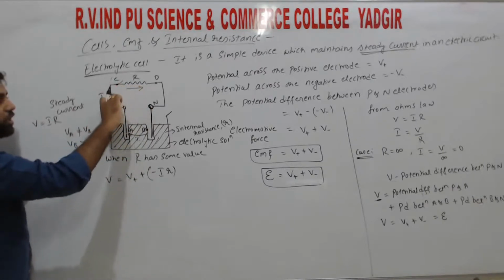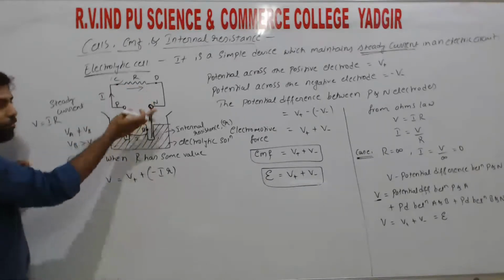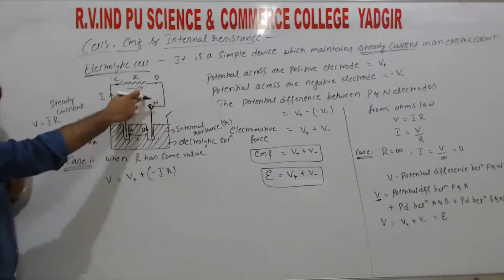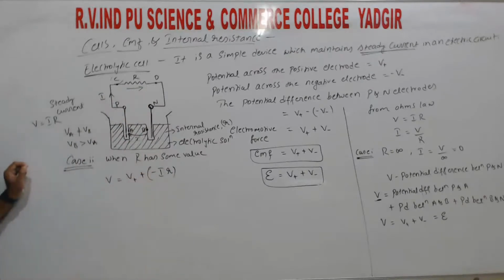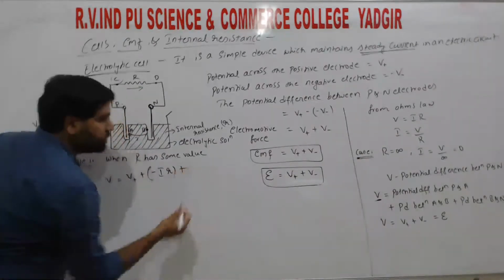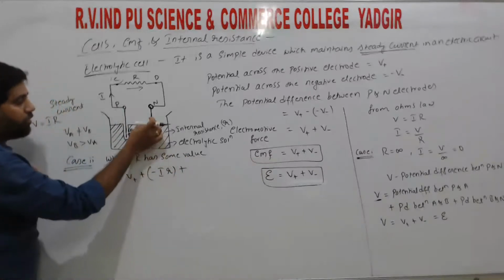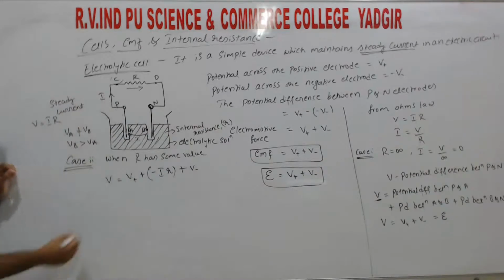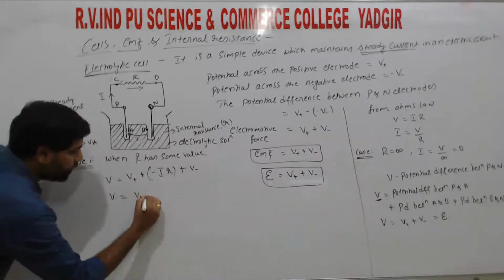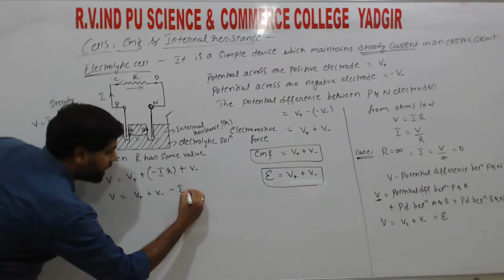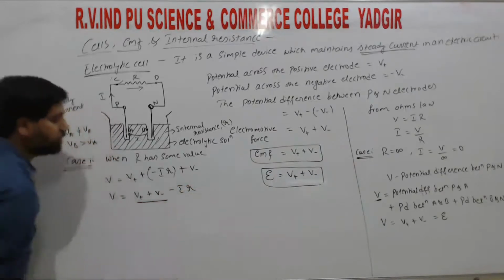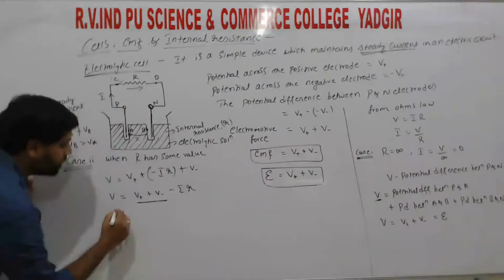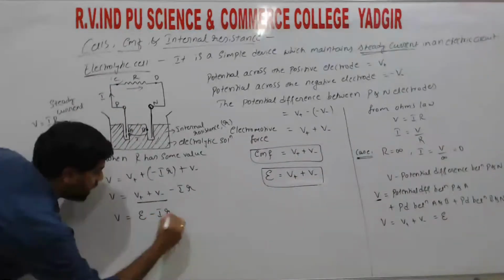So in the external circuit it is flowing from P to N, but in the electrolytic solution it is from N to P. That means opposite to that of the external circuit current, hence we take minus, right? So plus, and the last one is the potential difference between B and N. We take that as V minus, right? So we can write V equals V plus, V minus, minus Ir. So V plus, V minus, we can replace with the EMF, that is V equals E minus Ir.